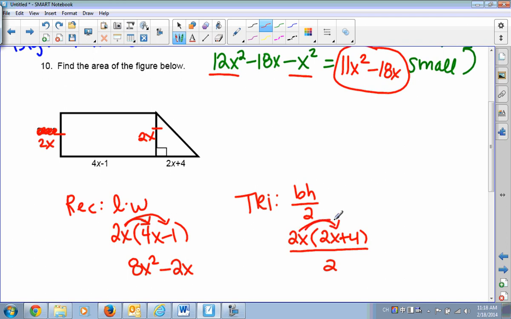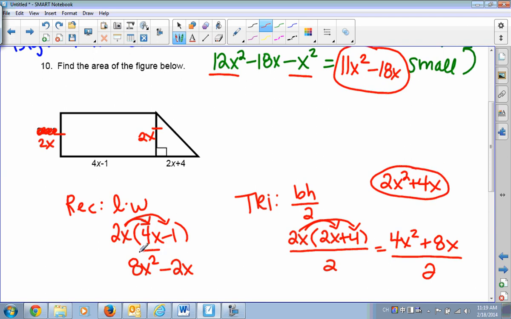Okay. Multiply first. So we have 4x squared plus 8x. And then we're going to divide the whole thing by 2. So cut the monomial in half. So instead of 4x squared plus 8x, it's going to be 2x squared plus 4x. So that's the area of the triangle. So we have the area of the rectangle and the area of the triangle. So what are we going to do now to find the area of the composite? Yeah, add them together. So 8x squared minus 2x plus 2x squared plus 4x.